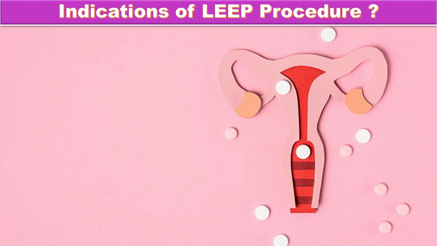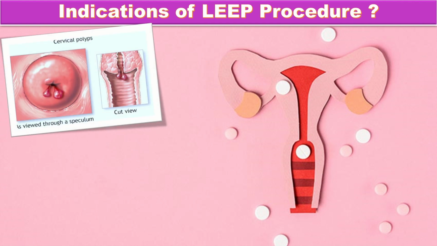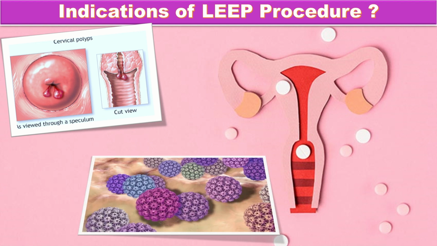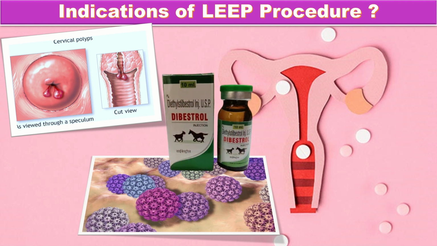LEEP procedure is used to assist in the diagnosis or treatment of different conditions like, first of all, polyps, which are benign growths. Secondly, it is used in the treatment of genital warts, which may indicate infection with human papilloma virus, a risk factor for developing cervical cancer. And thirdly, it is used in case of diethylstilbestrol exposure in women whose mother took DES during pregnancy, as DES exposure increases the risk of cancer of the reproductive system.